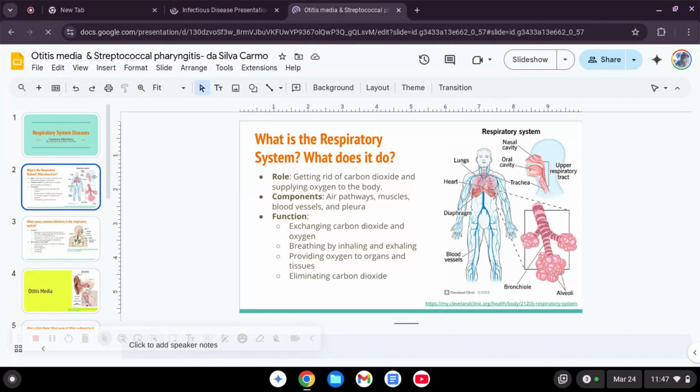sacs. The gas exchange takes place in the alveoli, where carbon dioxide is released and oxygen is entered into the bloodstream. And during breathing, the diaphragm beneath the lungs aids in regulating the lungs' expansion and contraction. And the function of the respiratory system is exchanging carbon dioxide with oxygen, breathing, inhaling and exhaling as well, providing oxygen to organs and the tissues, and eliminating carbon dioxide.